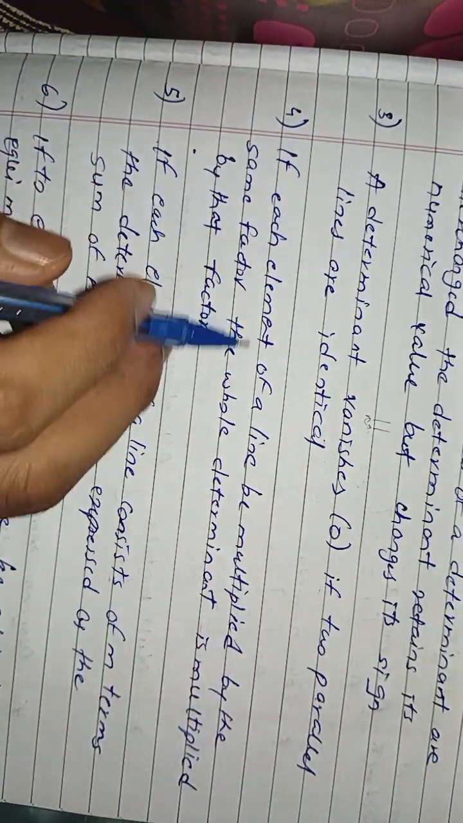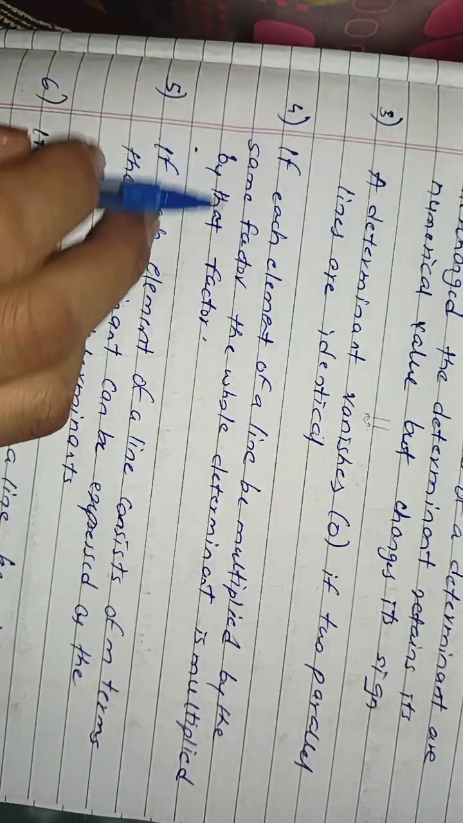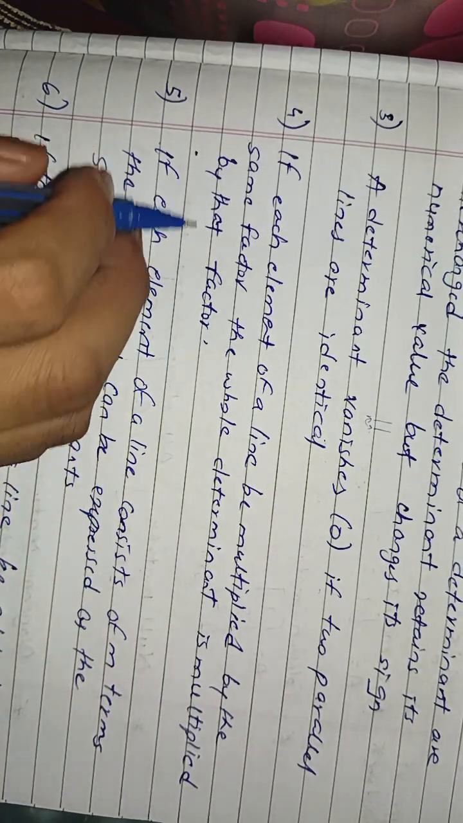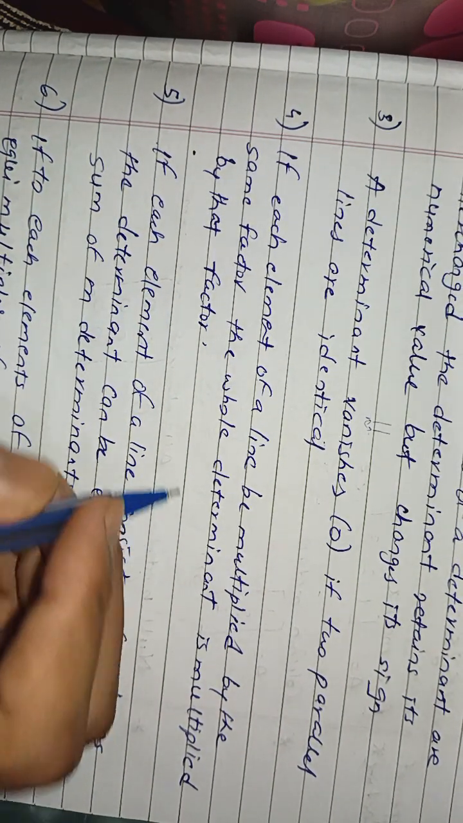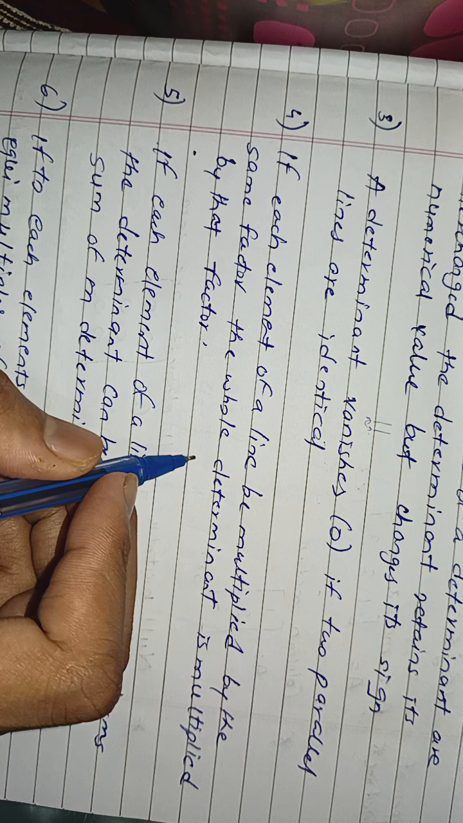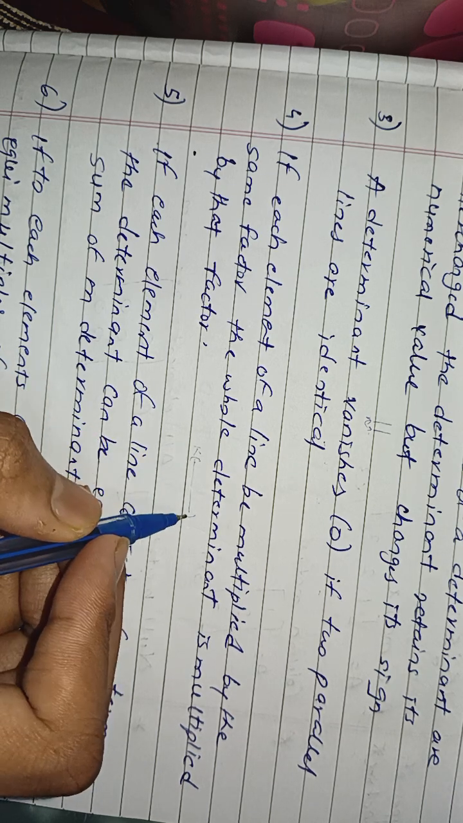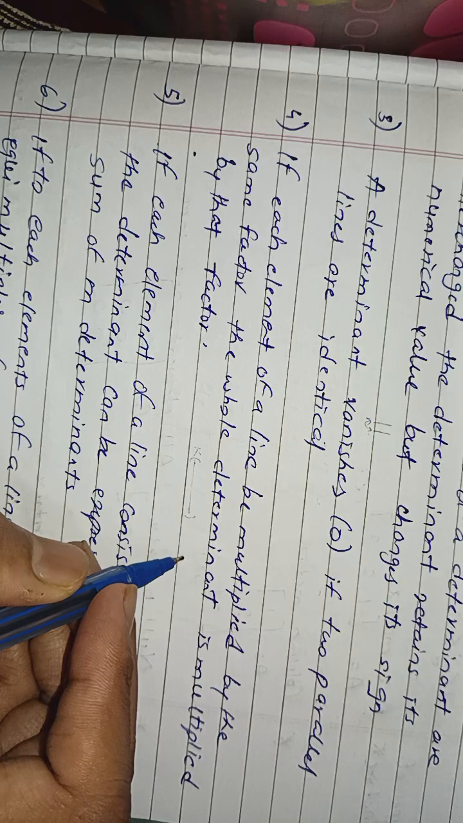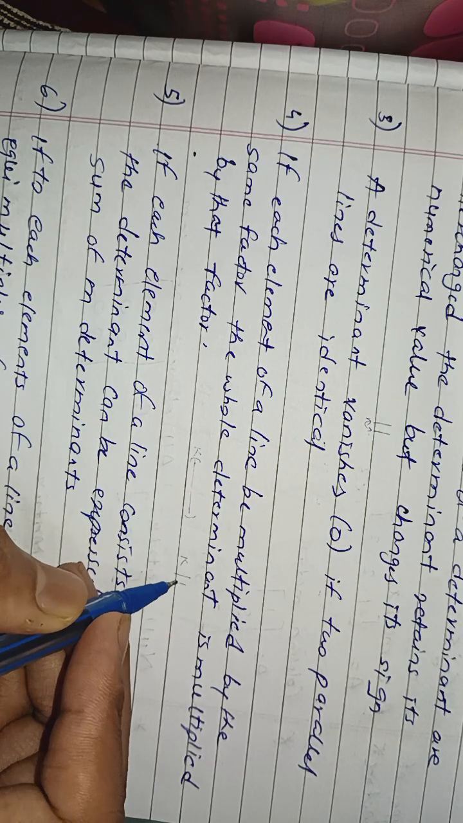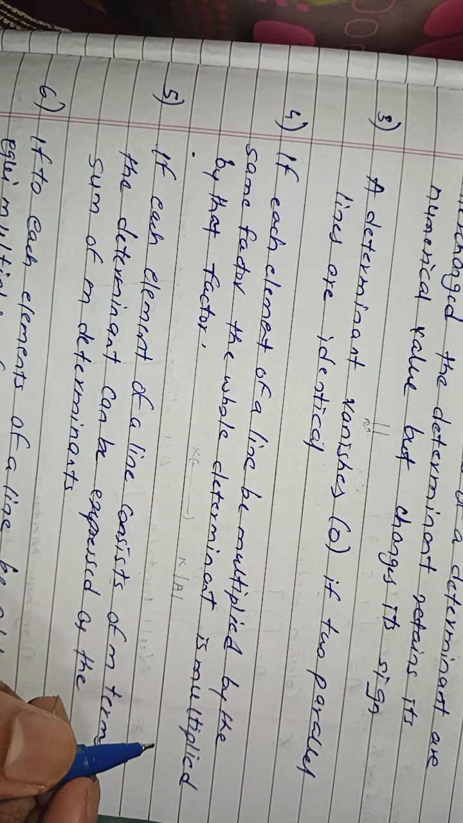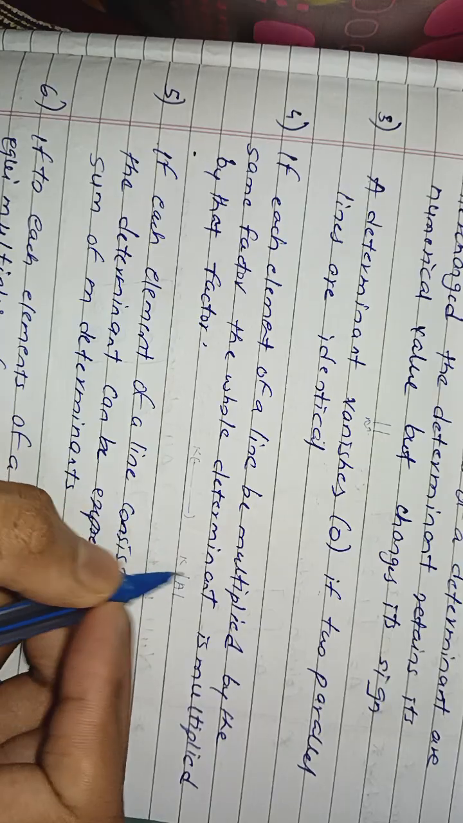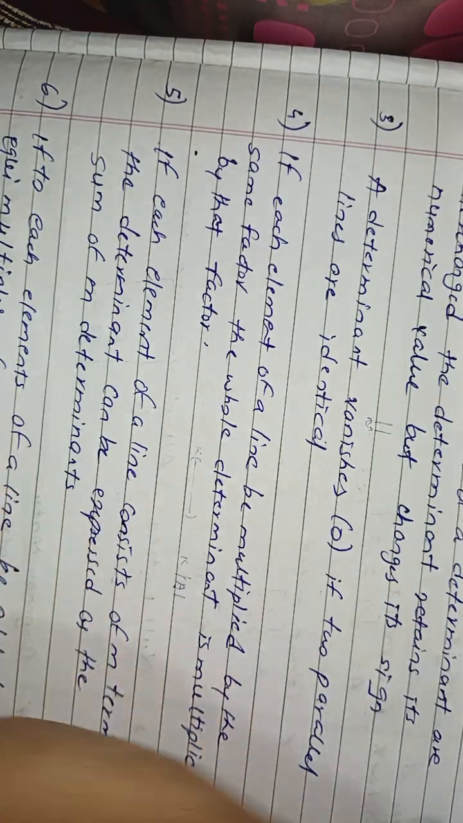In the fourth, if each element of a line is multiplied by the same factor, the whole determinant is multiplied by that factor. So if we multiply a scalar quantity to a row, then it also gets multiplied to the determinant. So k comes out, so it is multiplied by the determinant. This is what they are telling.